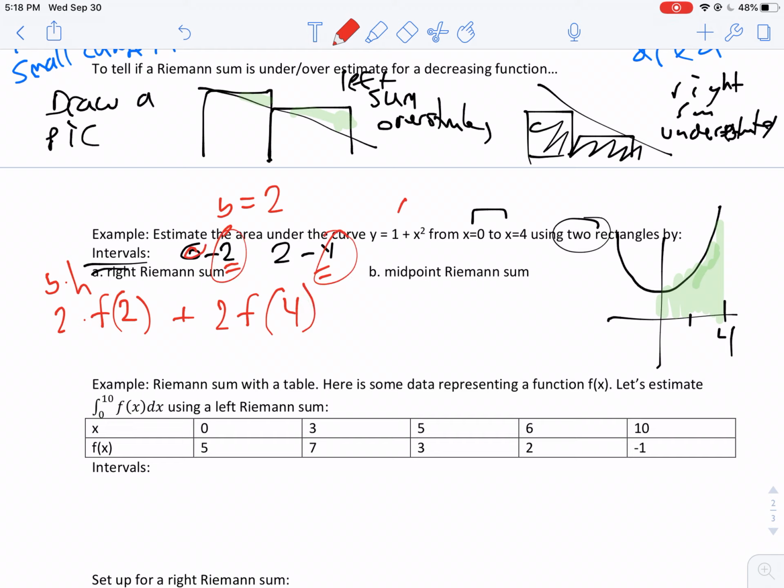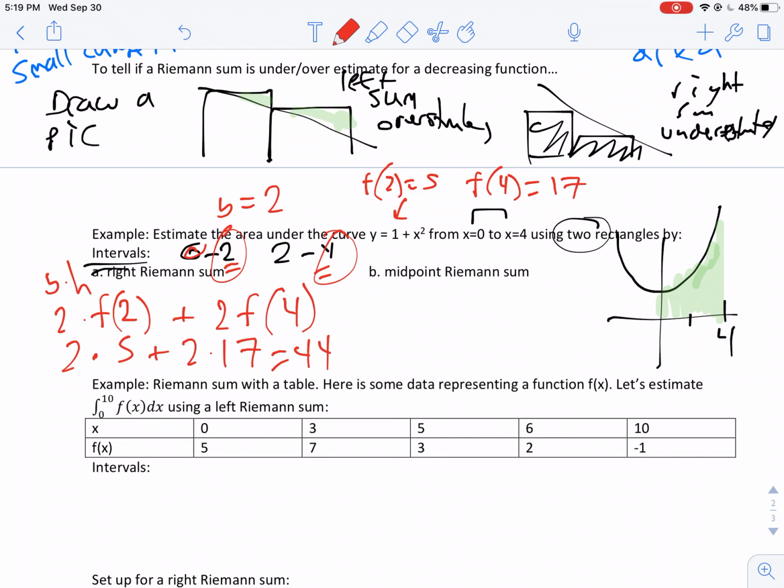So we could just get these out of here, right? If I needed to find f of 2, that's 1 plus 2 squared, that's 5. If I needed to find f of 4, it's 1 plus 4 squared, which is 17. So that's just 2 times 5 plus 2 times 17, which in this case is 44.